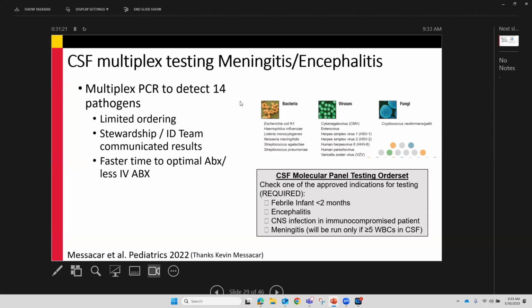So you can see in the corner here, in this gray box where it says meningitis, it will only be run if there are 5 white blood cells or more in the CSF. And that was the way they reduced testing, improved antibiotic use, and clinicians were happier. It did the work that clinicians would have had to do. So when you're thinking about workflows, this is a great example of how to make it better for clinicians, how to make clinicians like what you're doing and not feel like you're restricting a test that they would like to have.